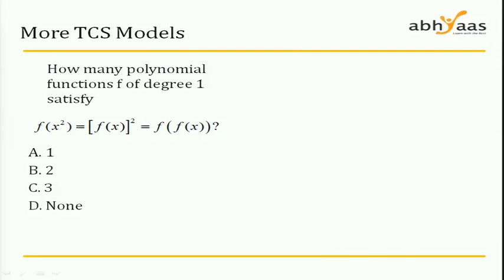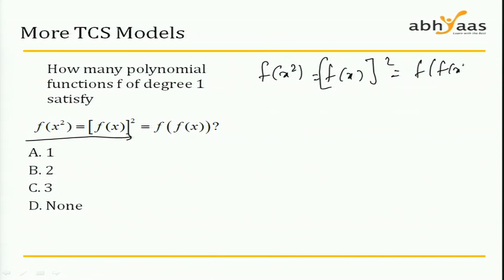Now, this is a very interesting one. Right? How many polynomial functions of degree 1 satisfy, what is the condition here? f of x square is equal to f of x whole square is equal to f of x. Right? What is the condition that should happen? f of x square is equal to f of x whole square, that should be equal to f of x.